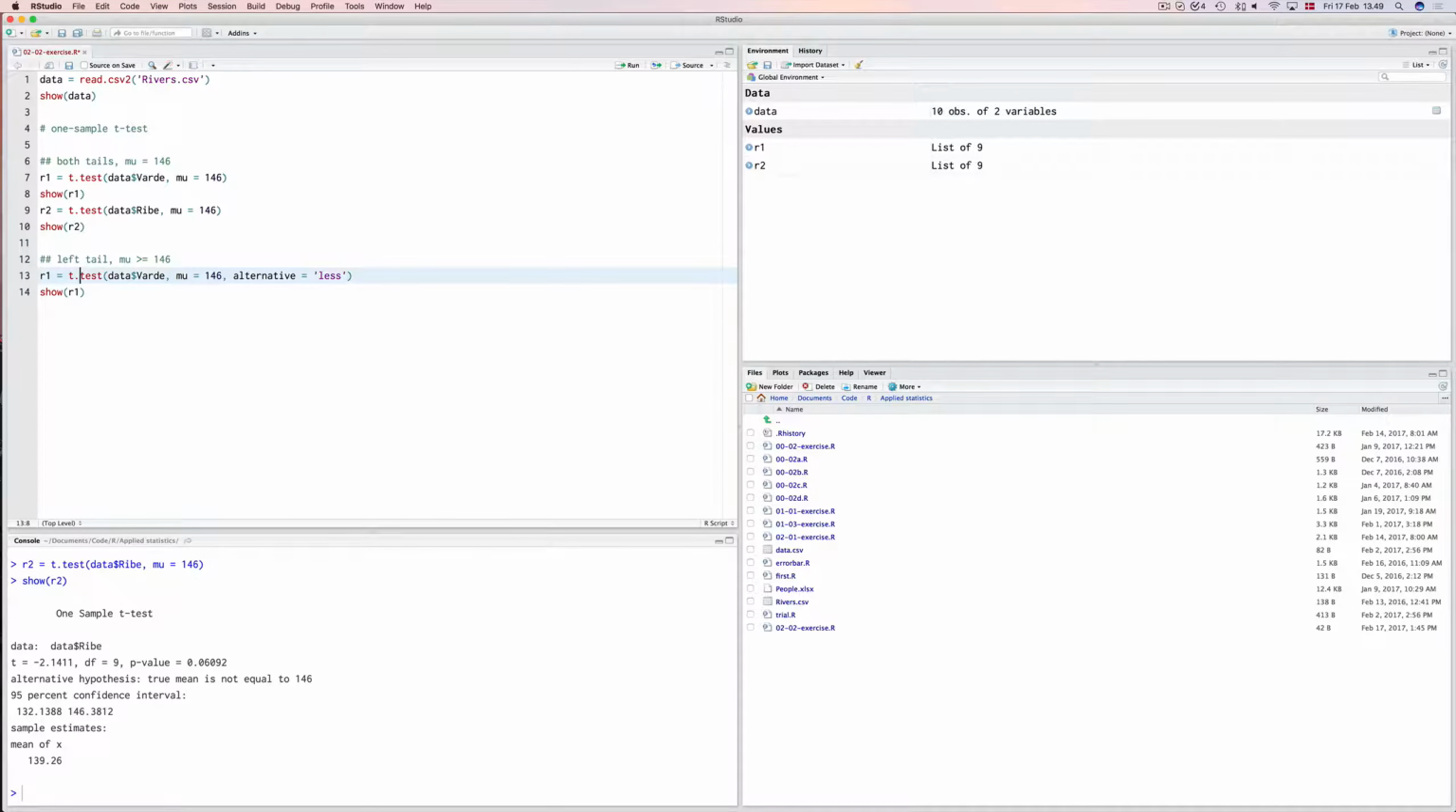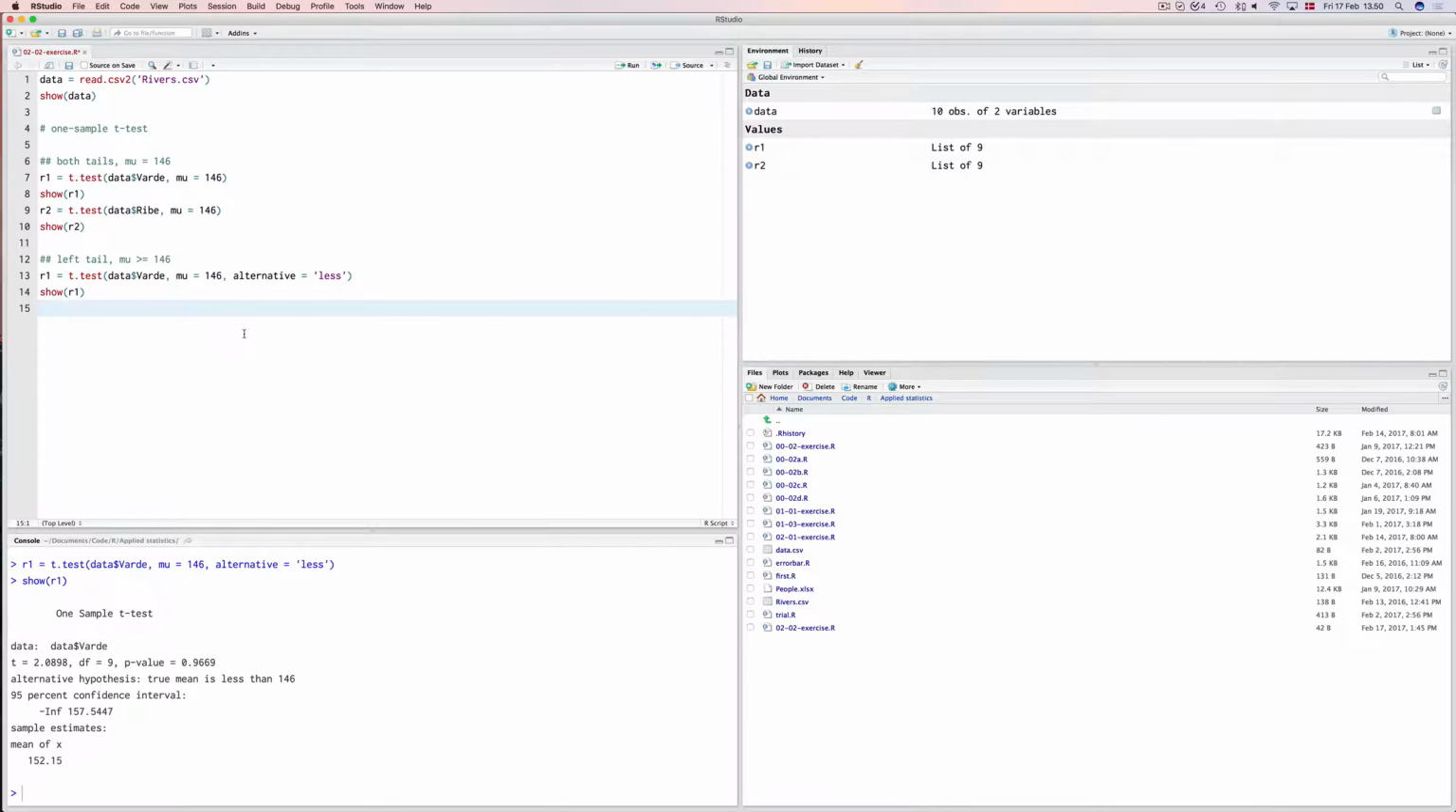So we believe that VADE is at least 146, so it's quite contaminated in this case. And then you can see that the p-value is very large. So indeed, we cannot reject this null hypothesis. It seems likely to get a sample like we have, or even worse, if VADE is contaminated, so it has 146 or larger.